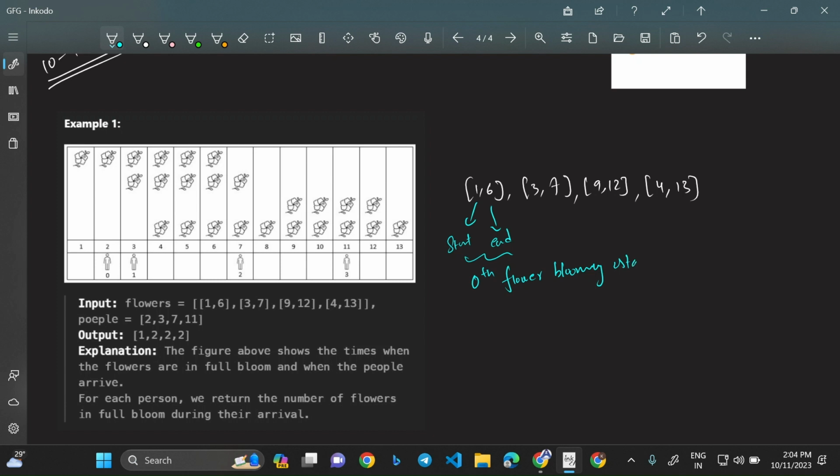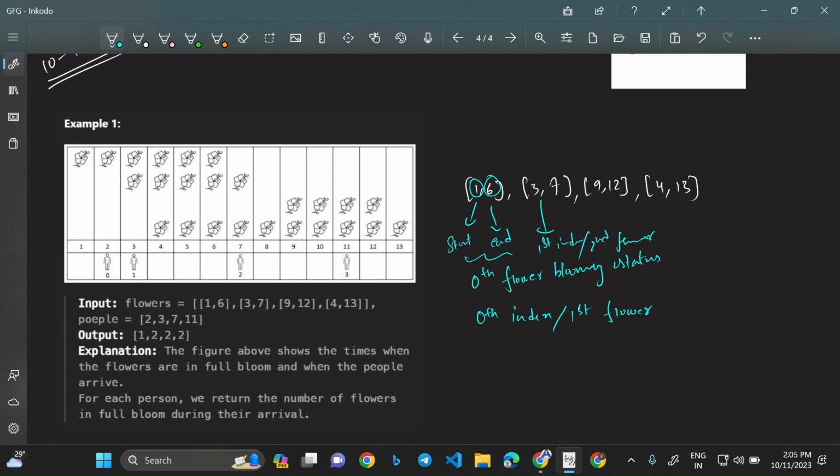So the 0th index flower, or the very first flower, blooms at t equal to 1 and ends blooming at t equal to 6. Fine, so this is what it meant. This is the second flower, or the first index flower. Anything works, it's just the terminology that we need to use, so it depends on us.